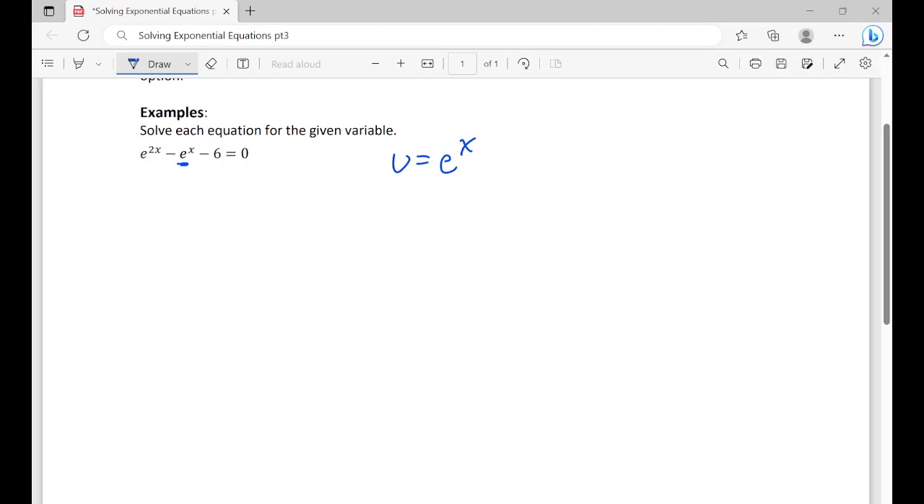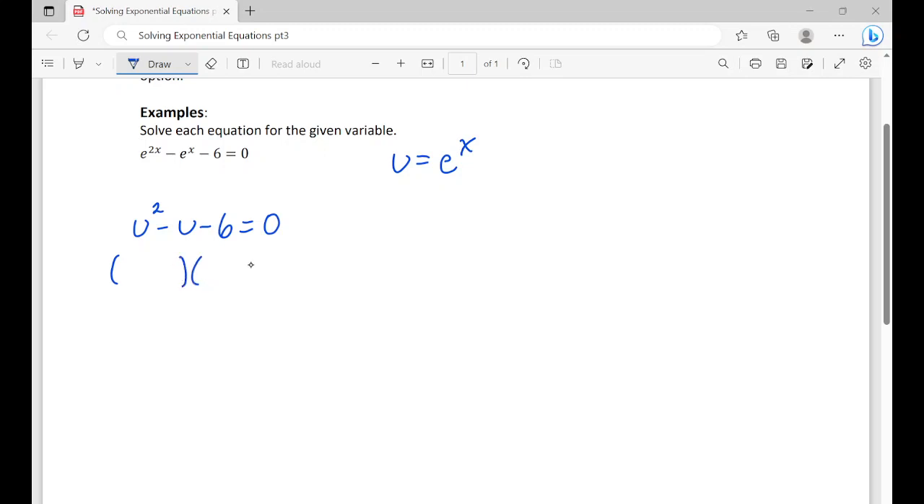Now we say that because we can go back to this equation and ask, how many e^x's do we have here? The answer is we have 2, so we can say that it's u squared. And then how many e^x's do we have in the middle? We have 1, so I could just say u. And how many e^x's do we have for the last term? Nothing. So we just leave it as minus 6 equals 0. And this is much easier to solve. We can just factor it and figure out what the answer is.